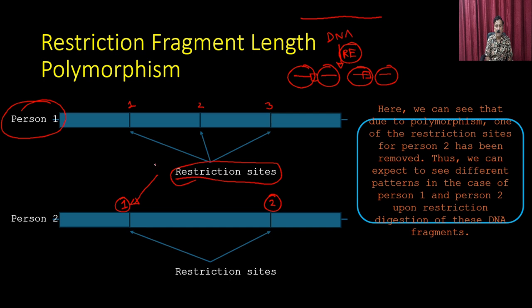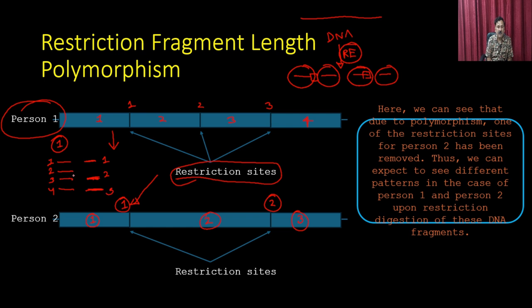Now, if you analyze these two DNAs on an agarose gel, what will happen? It is going to give you four fragments for the first individual: fragment 1, fragment 2, fragment 3 and fragment 4. Similarly, for the second individual, you are going to get three fragments: 1, 2 and 3.